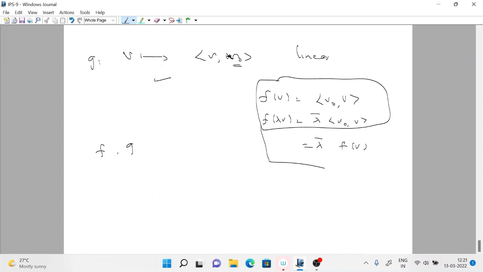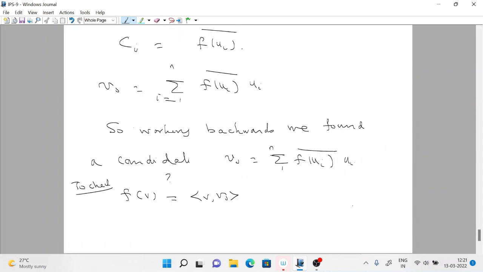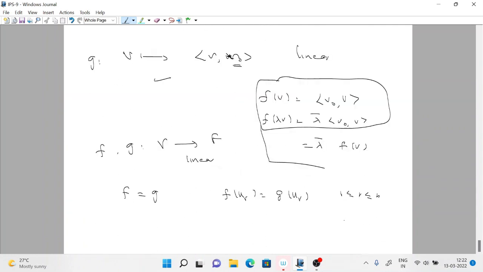F and G are linear maps from where to where? V to F. They are both linear. So to show F equal to G, it's enough if we show F of UR equal to G of UR for 1 less than or equal to R less than or equal to n, because two linear maps, if they agree on a basis, they agree everywhere, right? That's what I have to check. We actually checked these, but it's just to be on the safer side. An algebra teacher may usually start with taking v0 equal to this and verify. So that's the verification we are doing. You should know what we are doing.